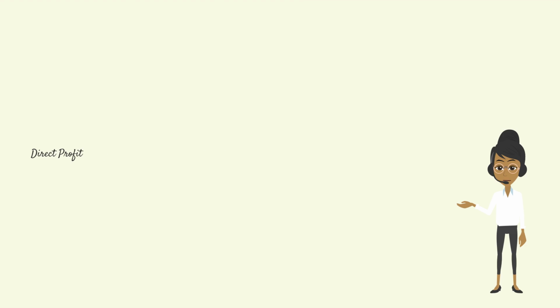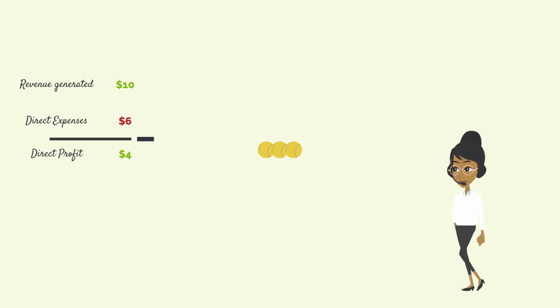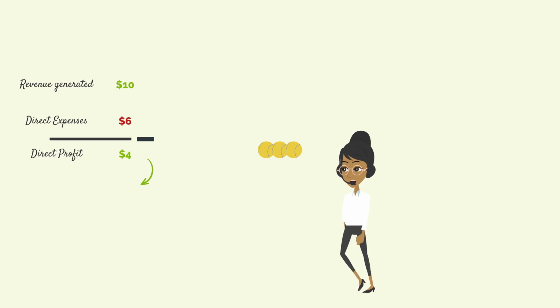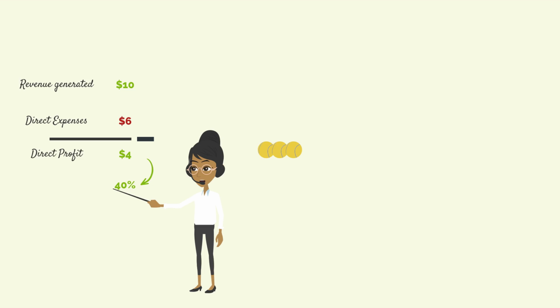For example, you buy 3 tennis balls for $6 and sell those 3 balls as a 3-pack for $10. The revenue generated is $10, but the direct profit is only $4. Businesses measure the amount of direct profit they make per item in percentages. They call this the margin. In this case, since we're dealing with direct profit, we'll call it the direct margin.